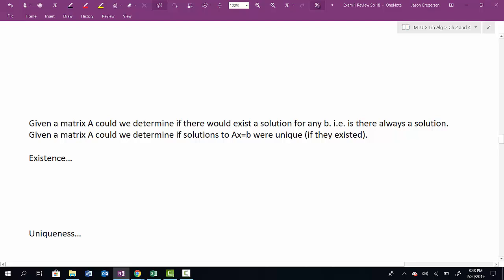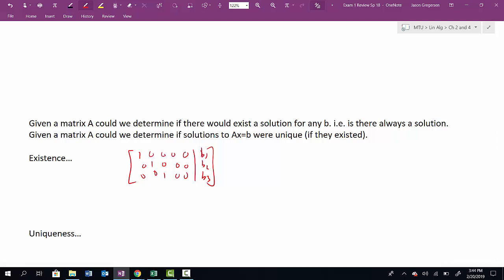So how do we know when there always exists a solution regardless of what we put on the right-hand side for B? Well, the idea is that far right column could not be a pivot column. If there was a pivot in every row of the coefficient matrix, it doesn't matter what B is. Is there any way there could not be a solution? No. So if there's a pivot in every row, there would always be a solution regardless of what B is.